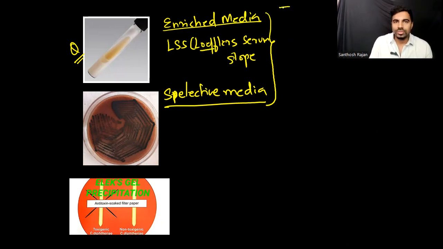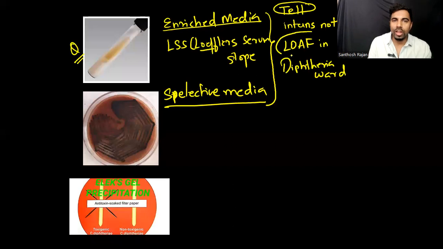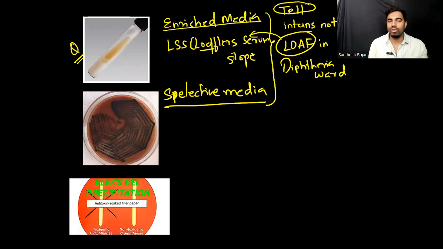The shortcut is: tell the interns not to loaf in the diphtheria ward. Loaf means to keep wandering around. Diphtheria is dangerous. Though you are immunized, it's still a dangerous ward. So tell the interns not to loaf, don't roam around here. Tell gives you the selective media, loaf gives you Loeffler's serum slope.